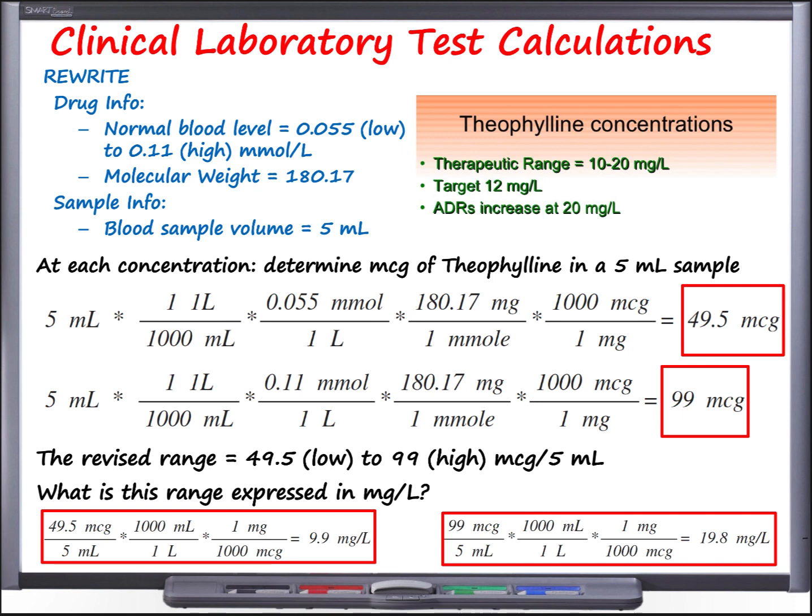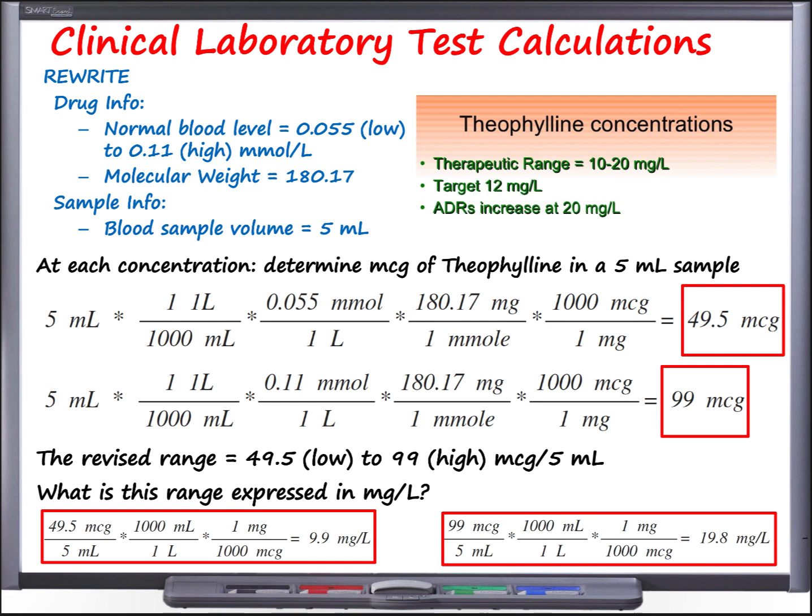Doing the same thing over on the right-hand side, you can see our 99 micrograms per 5 mLs is the same as 19.8 milligrams per liter. So rounding just a little bit, you can see your low value was 10 milligrams per liter. Your high value was essentially 20 milligrams per liter, which matches the picture I show you on top, showing what you would expect for a normal range for theophylline.